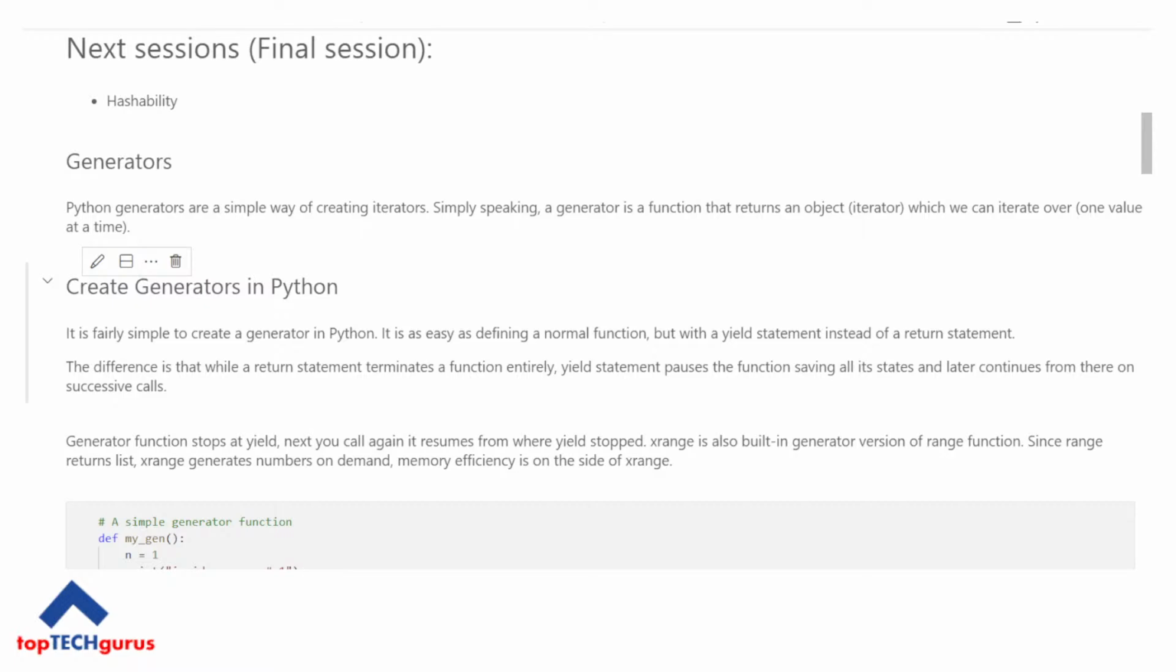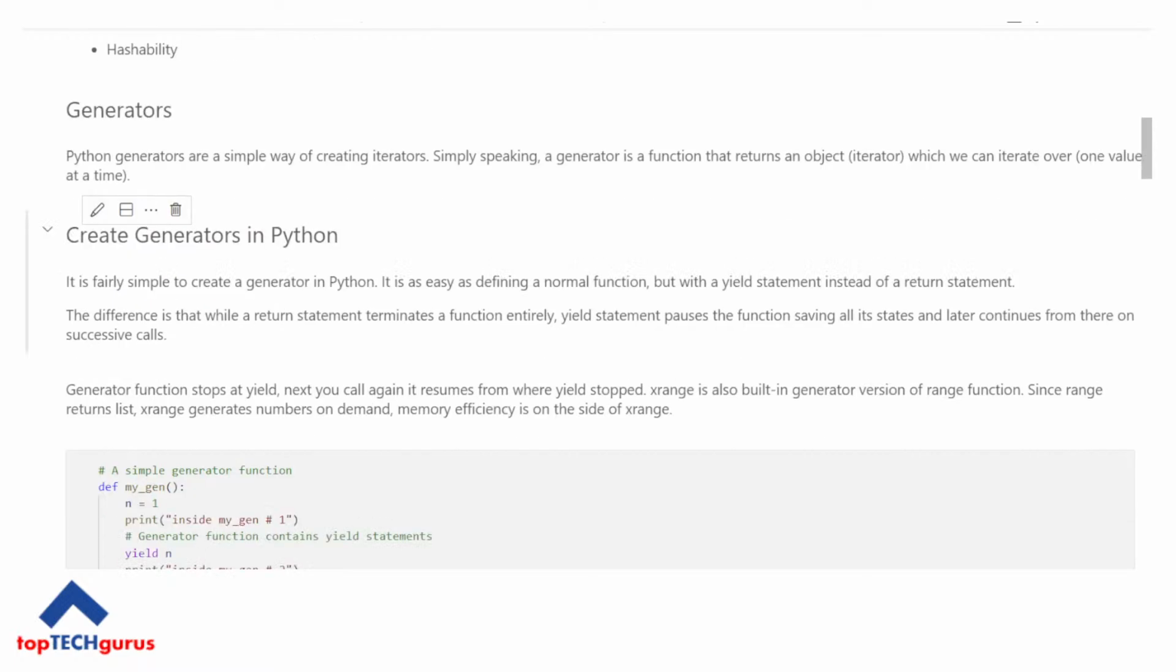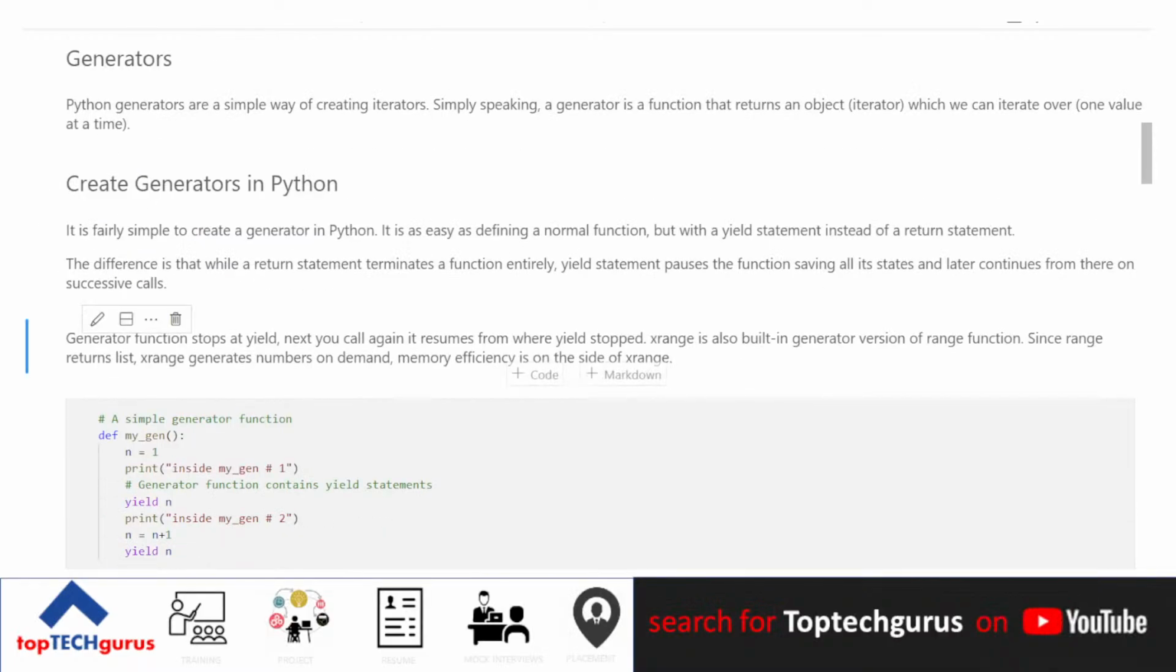Let's start with generators. So generators are a simple way of creating an iterator. So we looked at different types of iterators where we can go ahead and iterate through functions. But to create an iterator, we need to put in a lot more effort.